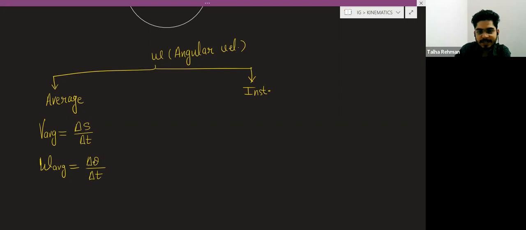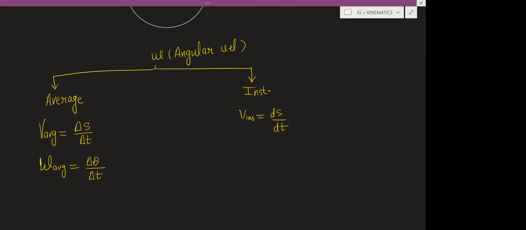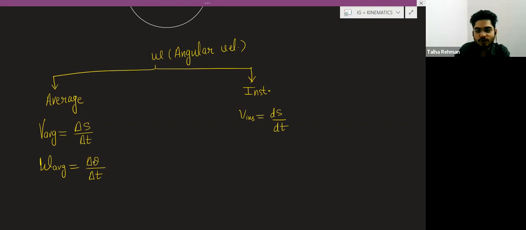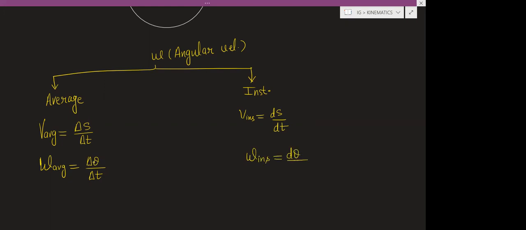Now instantaneous velocity, what is instantaneous velocity? ds by dt. Yes. Now angular instantaneous velocity, omega instantaneous, is given by d theta by dt.